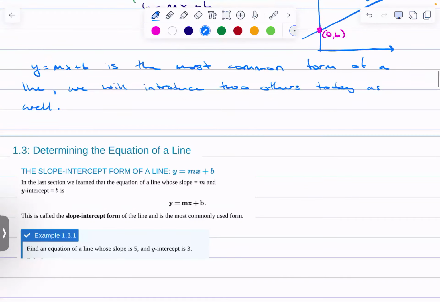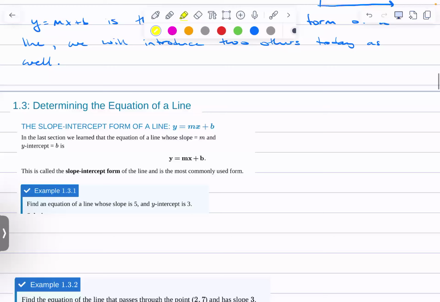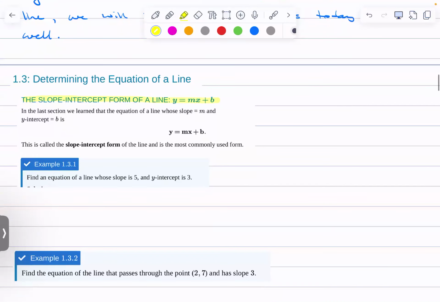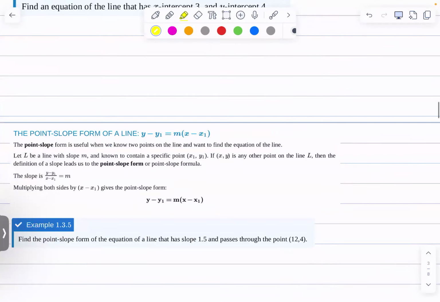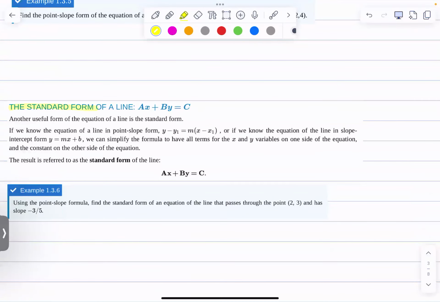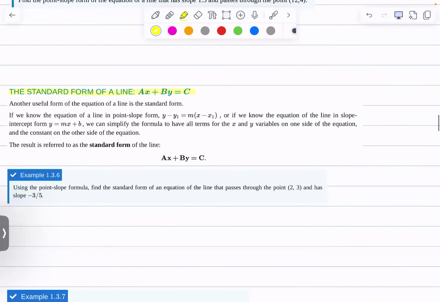Okay, so we're going to talk about y equals mx plus b as a form of a line, and then there are two others. So I'm just going to go through and highlight where those breaks are. We've got the slope-intercept form of the line. We do a couple examples. And then we've got the point slope form of a line. They all do the same thing. Then we do one example, and then we talk about the standard form of a line. All different ways of saying the same thing. We'll do examples.